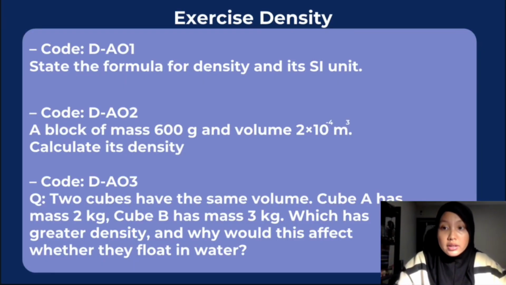We have AO1, AO2, and also AO3, which in this case is how it applies in real life. The first one is to state the formula of density and its SI units. As I said before, density is defined as mass divided by volume, and the formula is ρ equals m per v, and the SI unit is kilogram per meter cubed. Then this is how we do it.